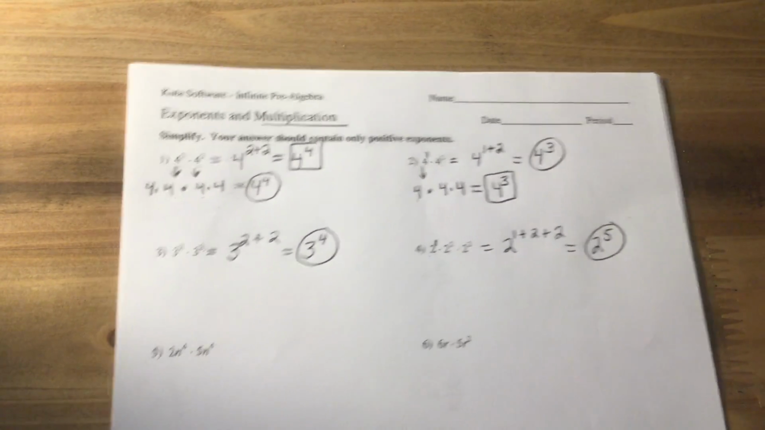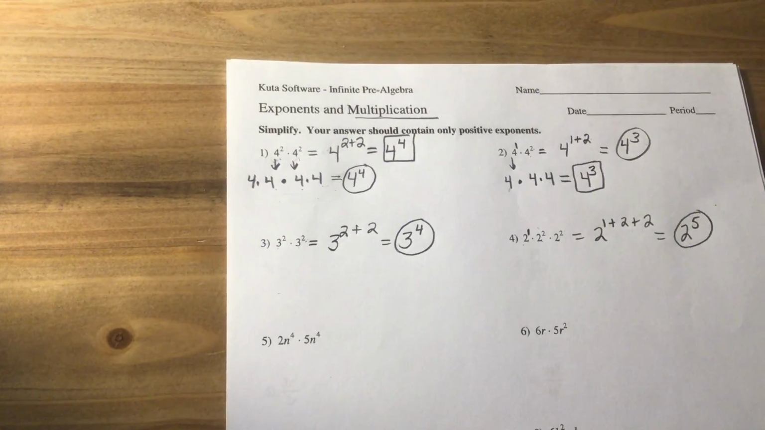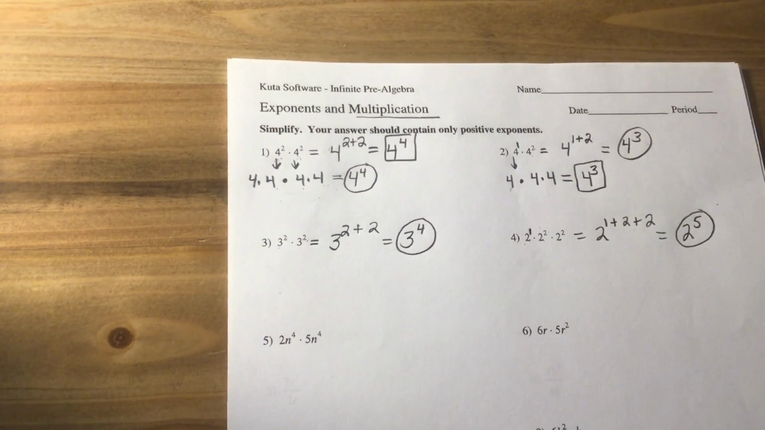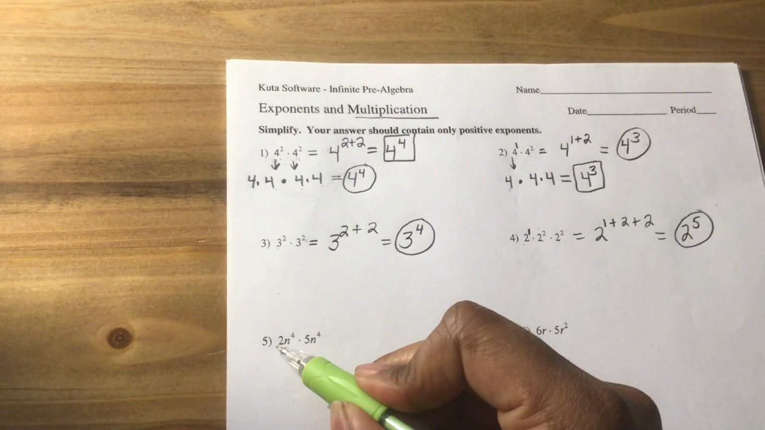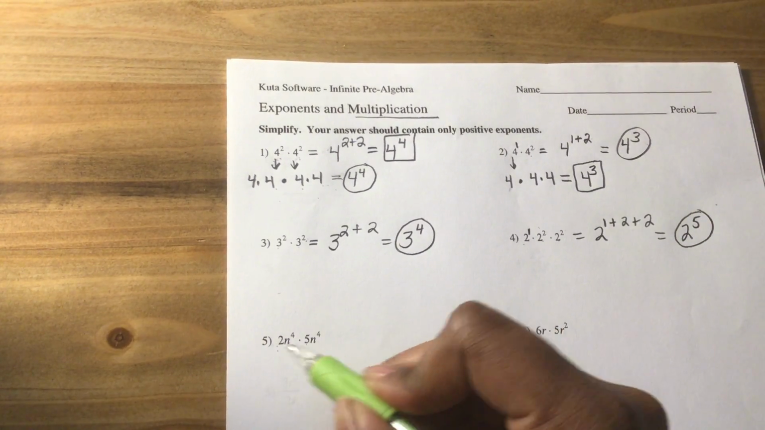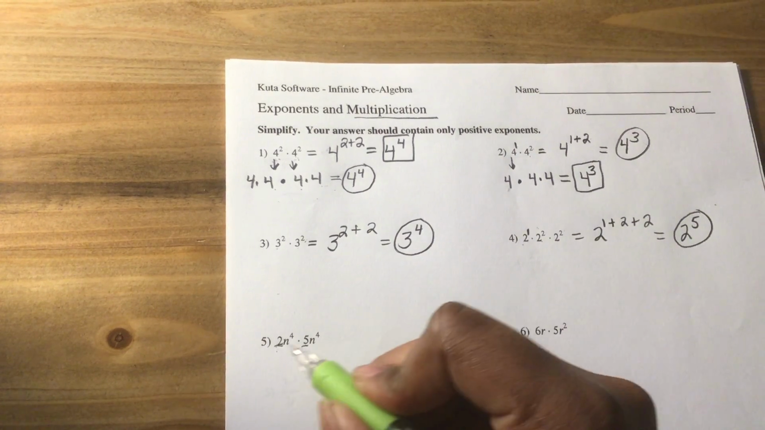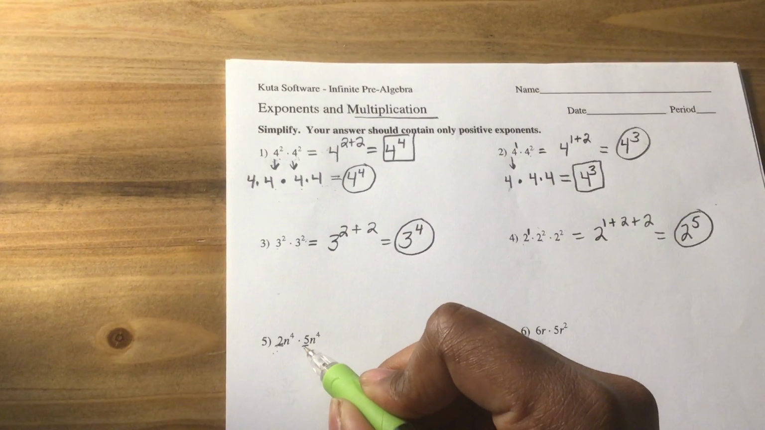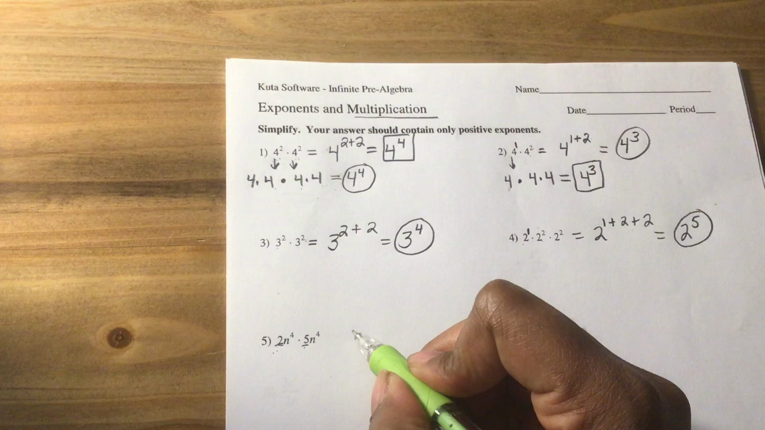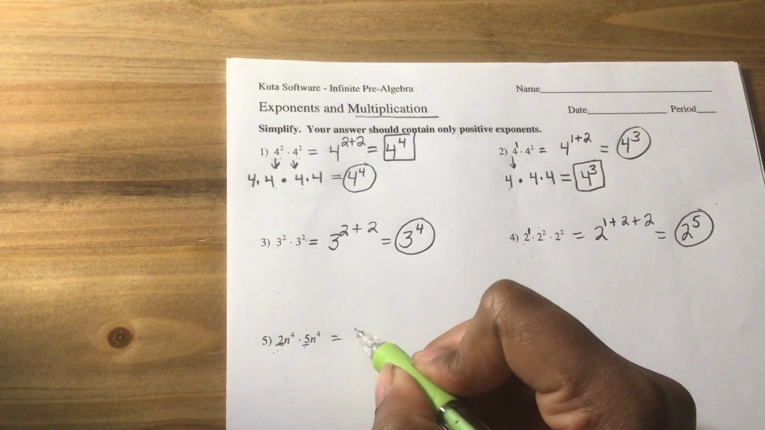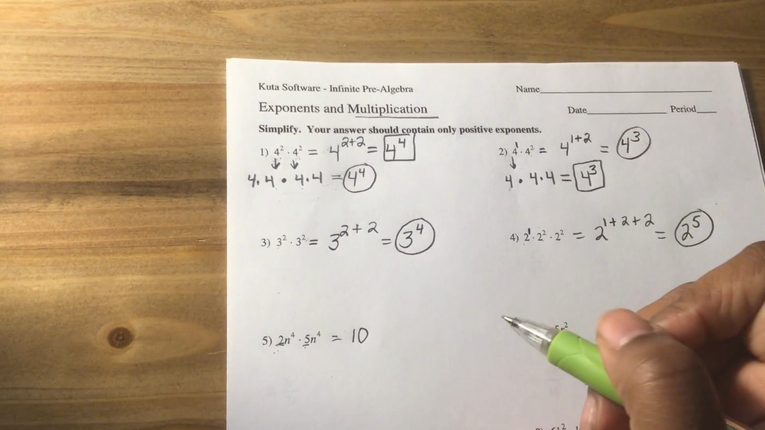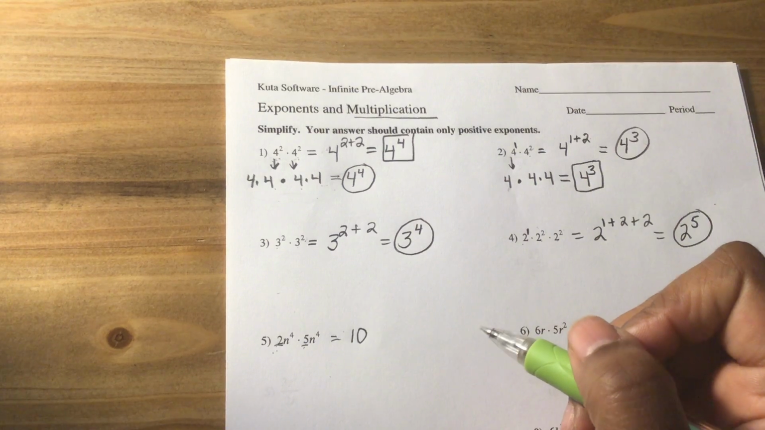Okay. Number 5. This one looks a little different from the other ones. So what you're going to do here, the bases are not alike for this number and this number, so you simply multiply them. We got 2 times 5. 2 times 5 here is going to be equal to 10. So we got 10.